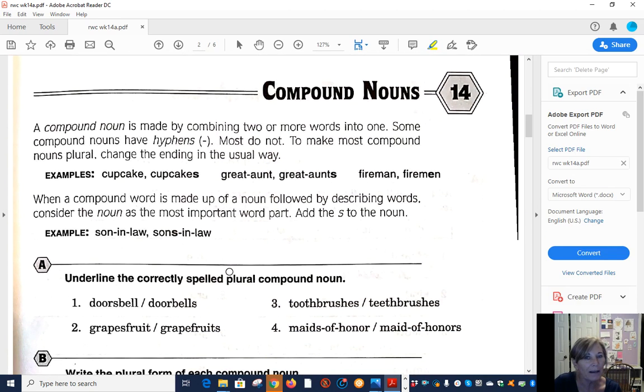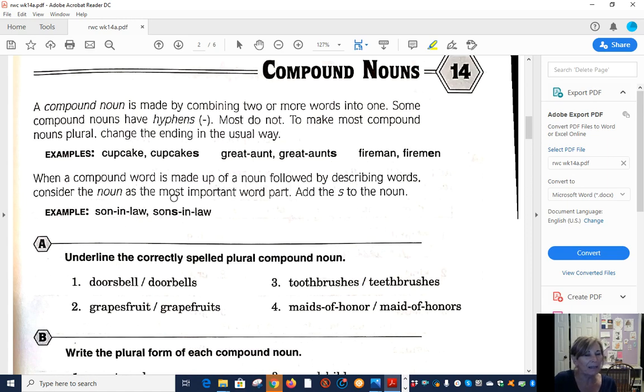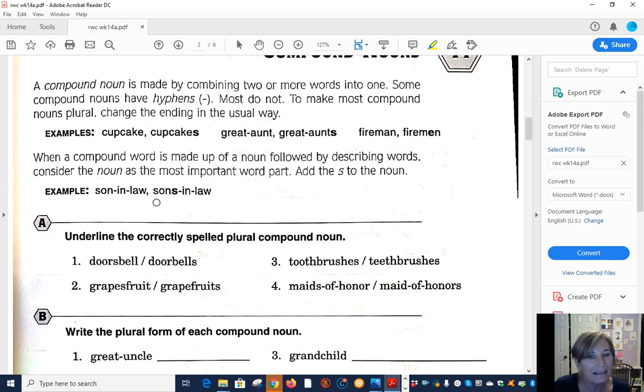This section is talking about compound nouns. This is pretty easy. It's two nouns put together to make a new noun. Cupcake. Sometimes they have a hyphen, but most of them don't. Great-aunt. There aren't very many examples that have hyphens. Fireman, firemen. This is a compound noun.